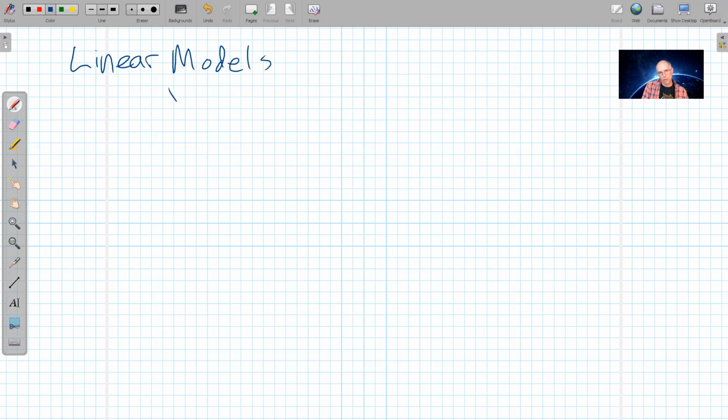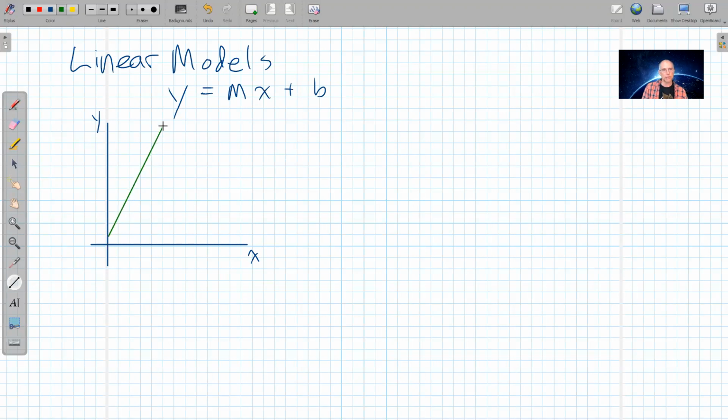A linear model is an equation, like y equals mx plus b. And we often think about that as a graph. So I have an x-axis, which is horizontal, and the y-axis is always vertical. And then maybe this is my line, right there.